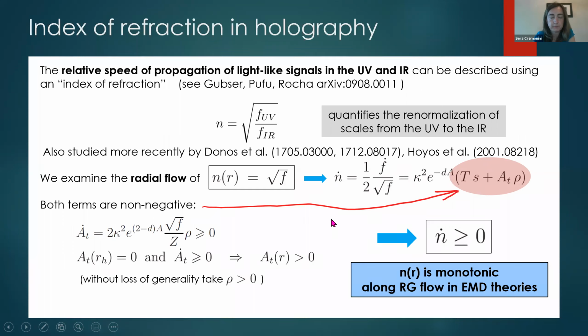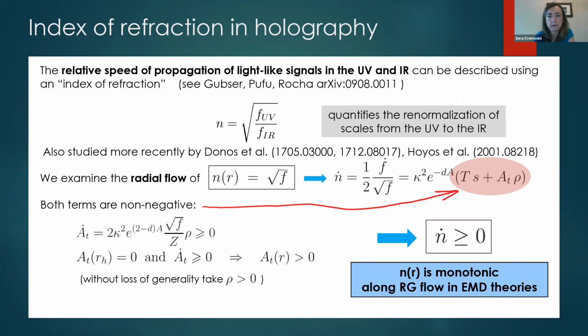One way to see that is, let's choose for simplicity rho to be positive. If you look at the behavior of the radial derivative of A_t, the electric field component, you can immediately see that it's positive. So this is a monotonically increasing function. As you approach the UV, it's increasing. Moreover, at the horizon it vanishes. Therefore, the fact that it's increasing and 0 at the IR gives you a positive function. So the entire n dot is positive, and this quantity is monotonic in this class of theories along the flow.